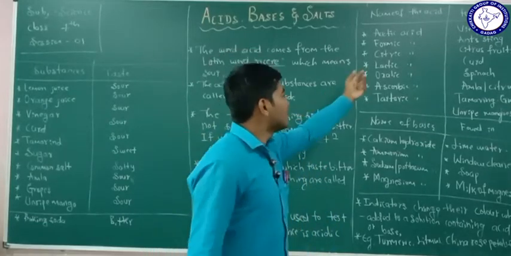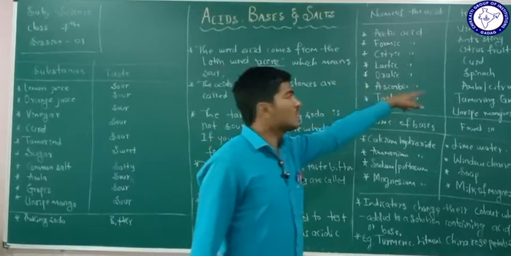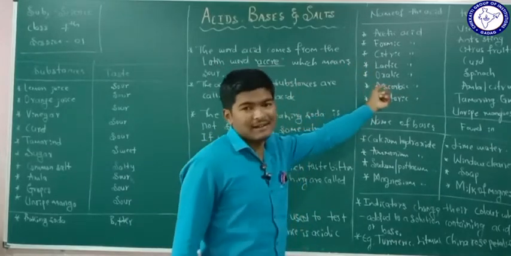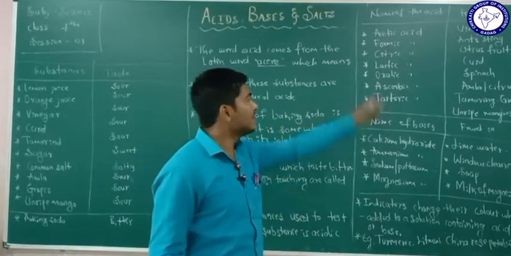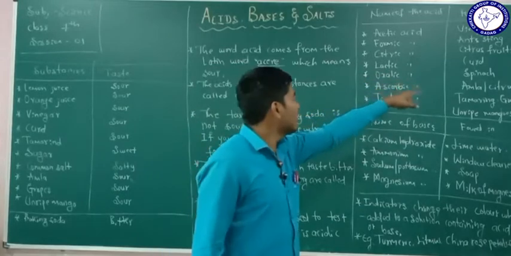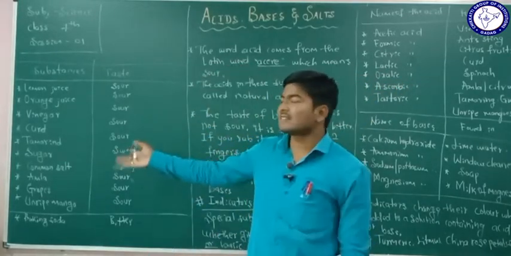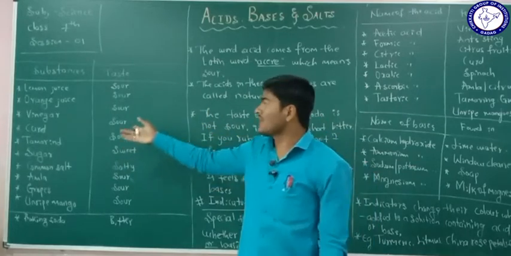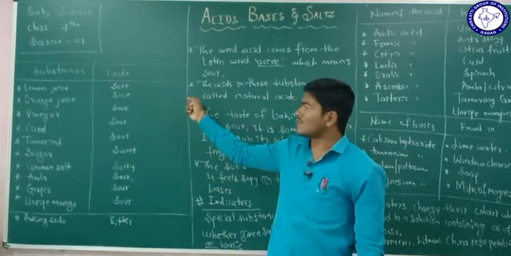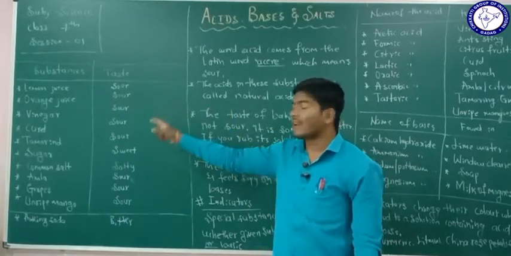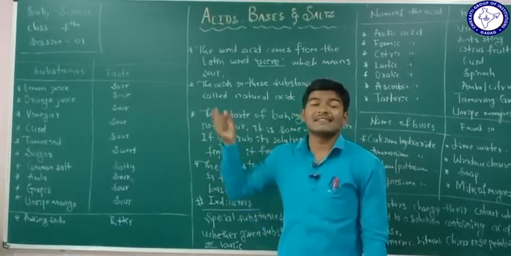See, the third one, the citrus fruits contain citric acid, and the curd contains lactic acid, isn't it? In today's session I discussed the lemon juice, it is sour, orange juice, it is sour, vinegar, it is sour. So what is the reason behind that?